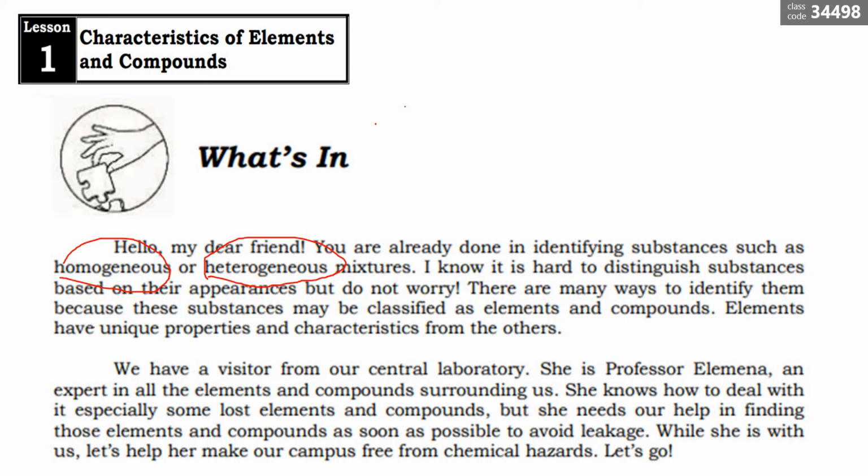We have a visitor from our central laboratory. This is a scenario. She is Professor Elimena, an expert in all the elements and compounds surrounding us. She knows how to deal with especially some lost elements and compounds, but she needs our help in finding those elements and compounds as soon as possible to avoid leakage. While she is with us, let's help her make our campus free from chemical hazards. Let's go.